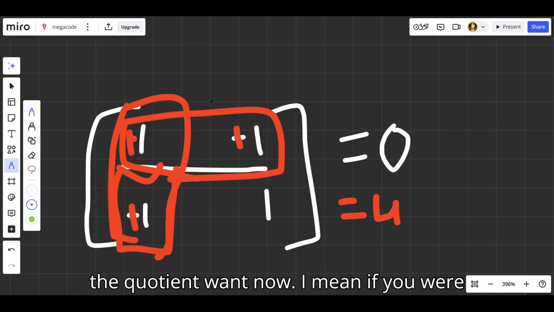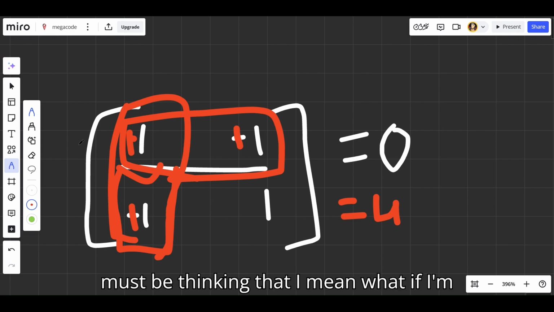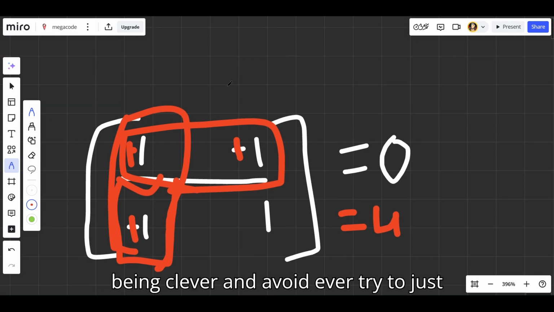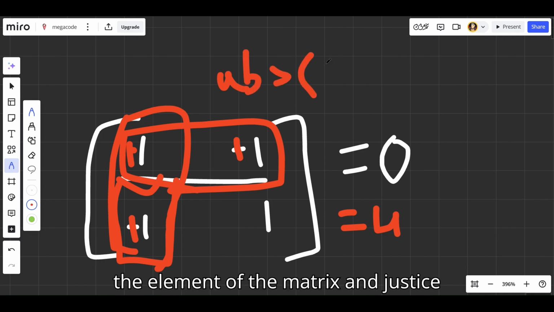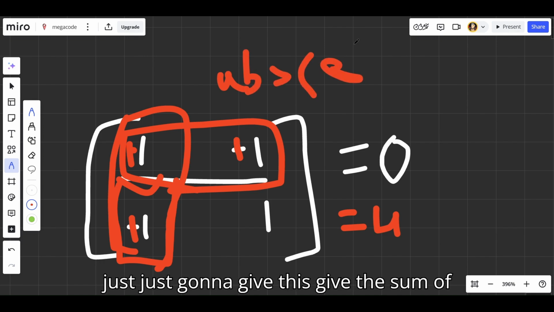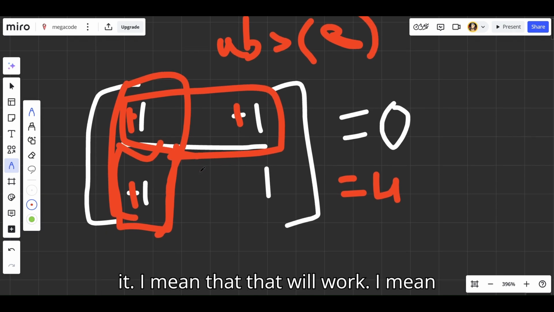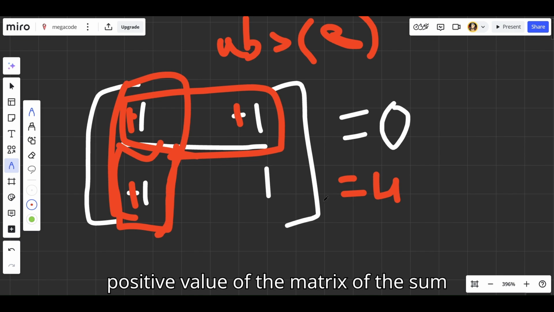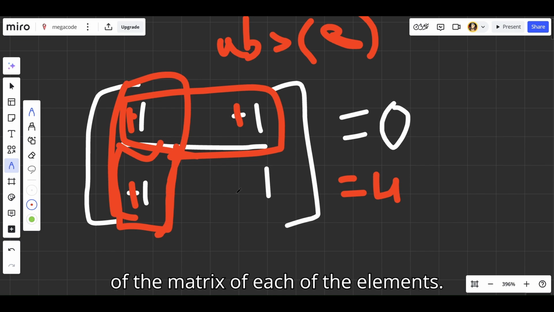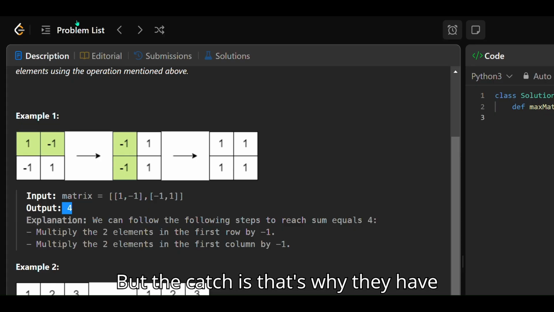Now, if you were observing for a while, you must be thinking, what if I'm being clever and I just take the absolute value of each element of the matrix and give the sum of it. I mean, that will work. It's obviously going to be the absolute positive sum of each of the elements. But the catch is, that's why they have given us the second example.